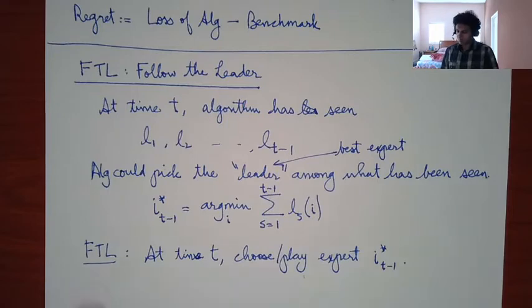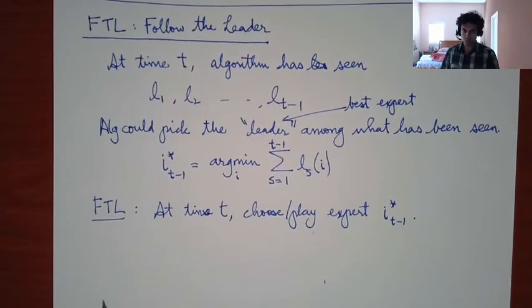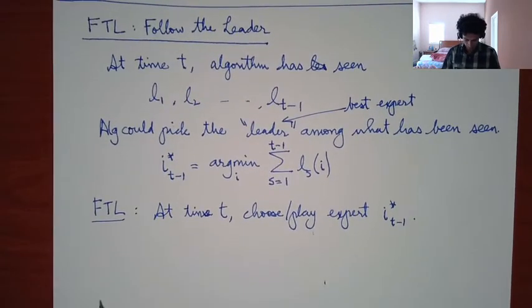Okay, so let me ask you a different question. Is this a deterministic or randomized algorithm? Deterministic. And we proved that deterministic algorithms cannot achieve sublinear regret. Right? Or we went through this argument. Indeed, FTL can be a bad algorithm, and let me show you a simple example.